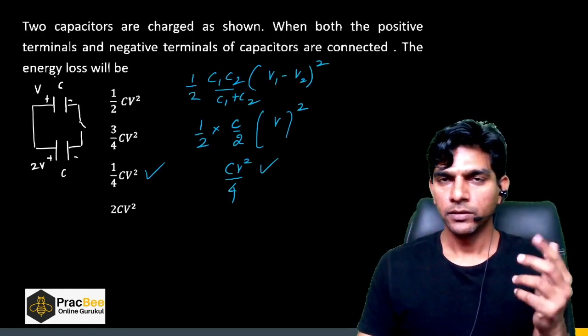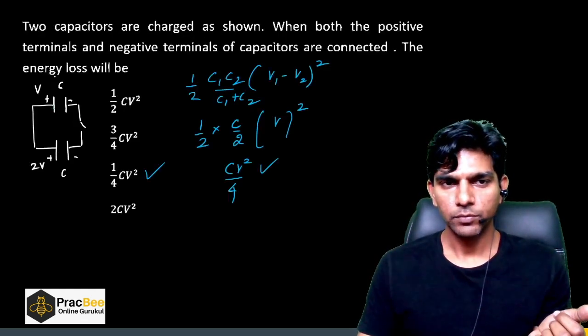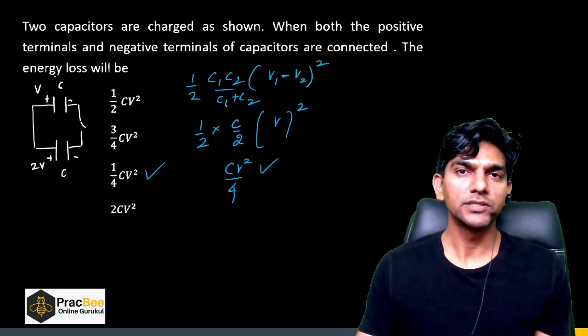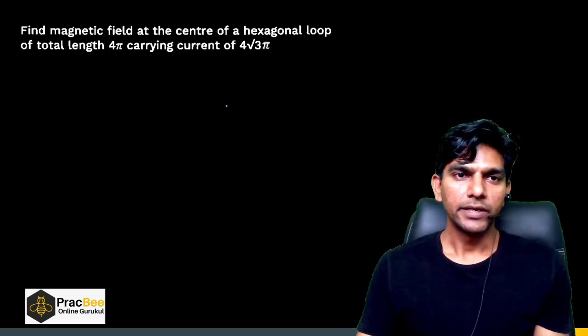Suppose in the same question, if we connect the negative plate of one capacitor with the positive plate, in that case this negative sign will be replaced with the positive sign. Right. So, find the magnetic field at the center.